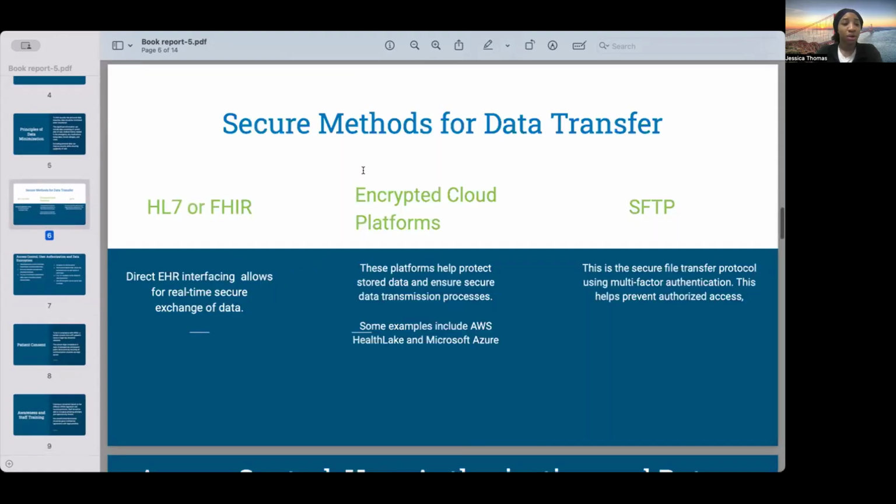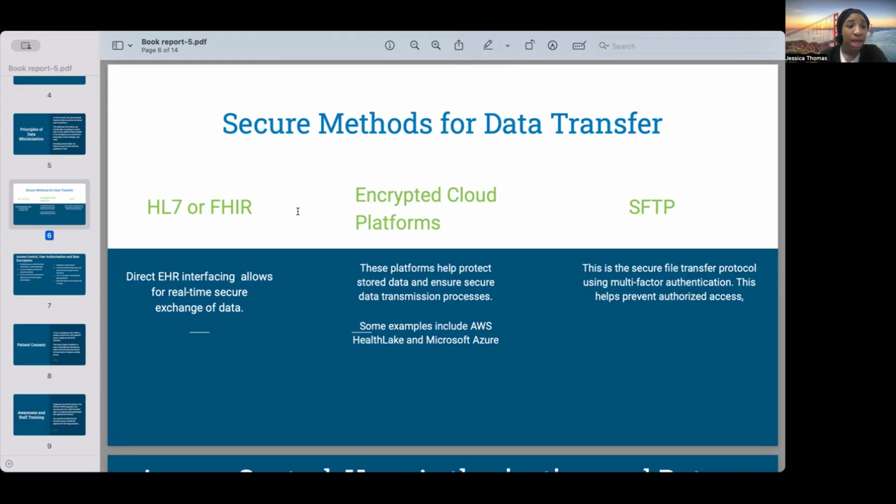So, some other secure methods for data transfer has to do with using HL7 and FHIR. We can also use encrypted cloud platforms and SFTP. So with FHIR, using direct electronic health records interfaces allows for real-time secure exchange of data. Using these standards and platforms will ensure that the data you are accessing in real time is kept secure. And these are HIPAA secured interfaces that are being used.